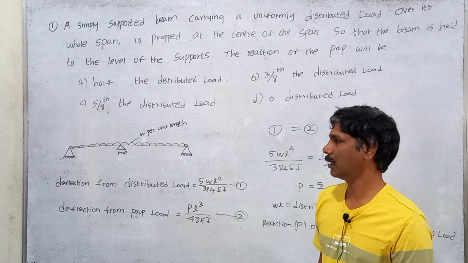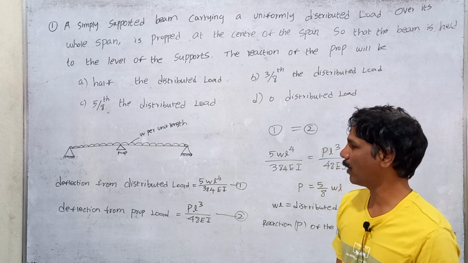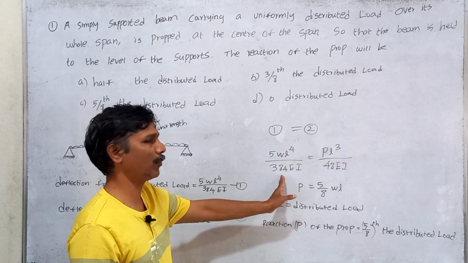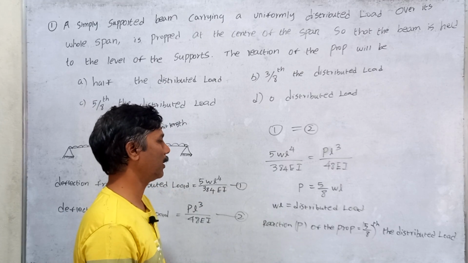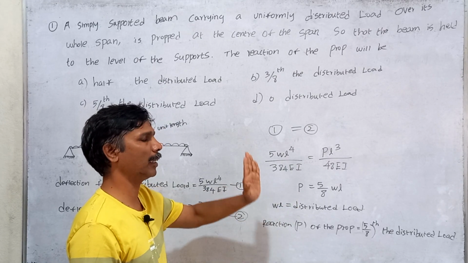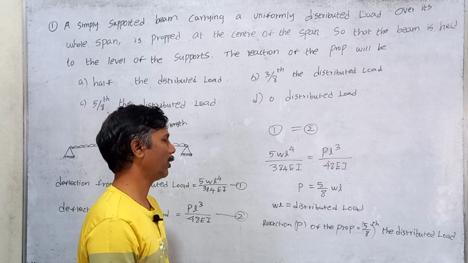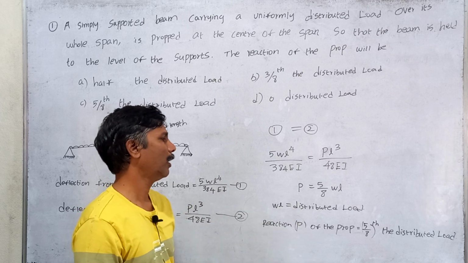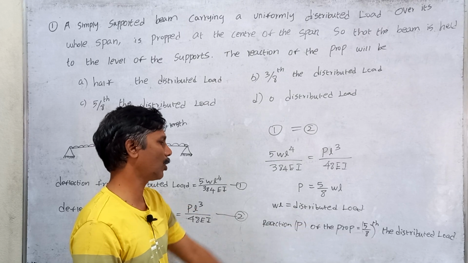So, this is P. We are having the load as P. We are going to equate those two equations: 5 w L power 4 by 384 EI equal to P L cube by 48 EI. This P is the load given at the prop. It is a reaction. So when you cancel the remaining common items, you get 5 by 8 w L.